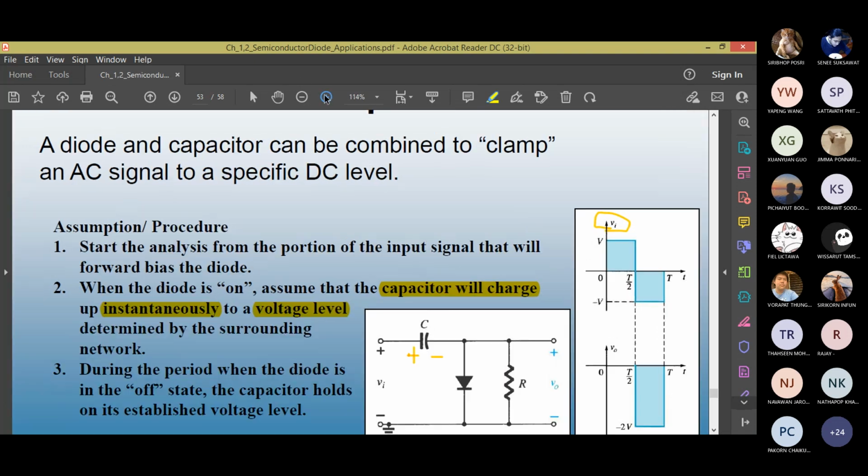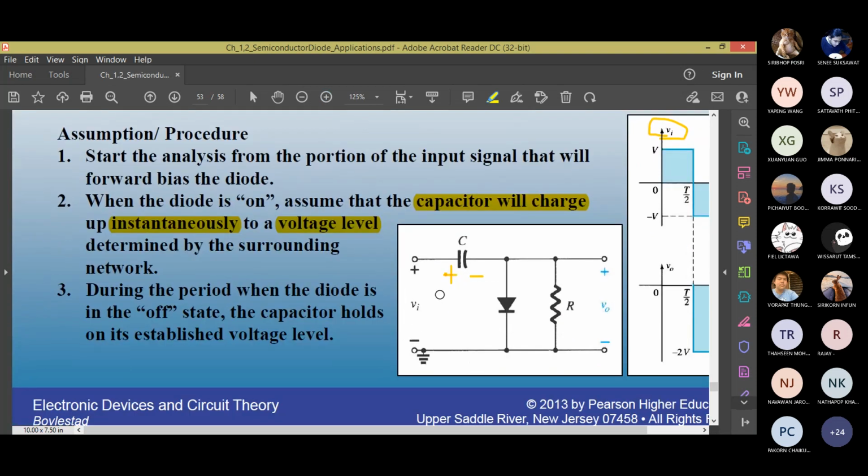Look at the surrounding network during the positive half cycle. Positive half cycle, diode is on, so you have plus, minus VD. When the diode is on, VD. Plus, minus VI. In which direction is the current going to flow? Clockwise, right? From plus to minus. And then we call the voltage across the capacitor VC. The left-hand side is a complete loop. Look at R.